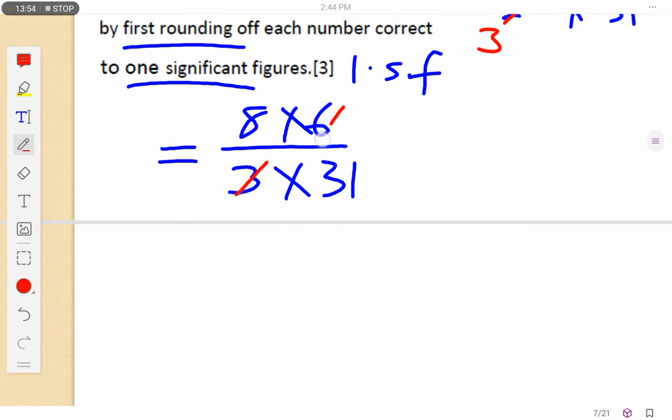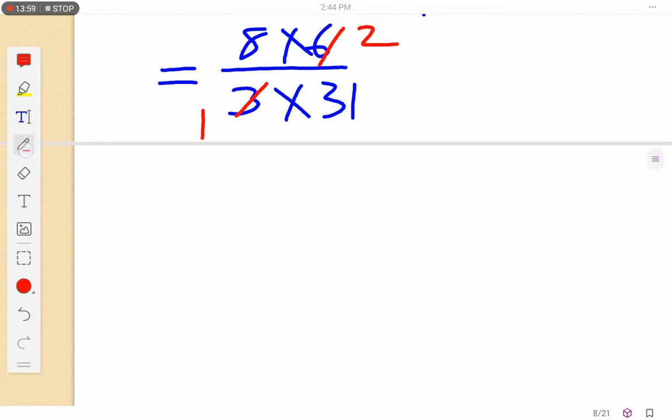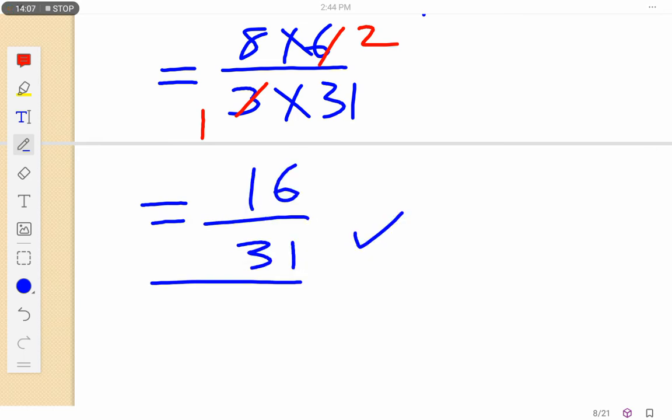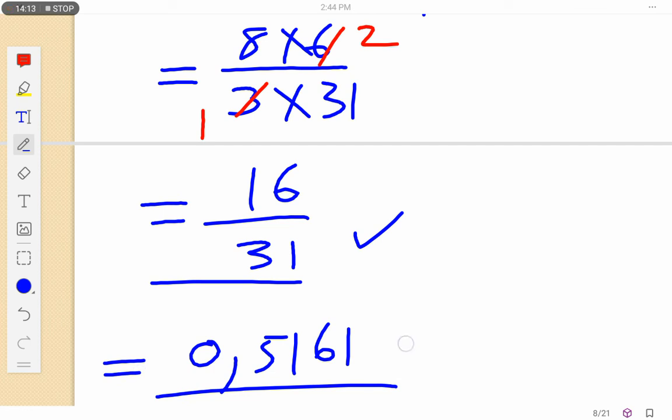I can even further divide this one. 3 can go into 6 2 times there. Now let's simplify. 8 times 2, what do we get? I get 16 over 31. So this can be the final answer, or else you can divide and you get 0.5161 and so on. It's still fine and correct.